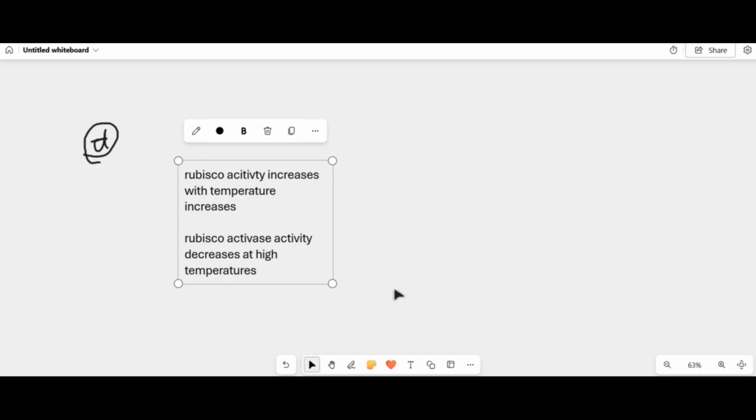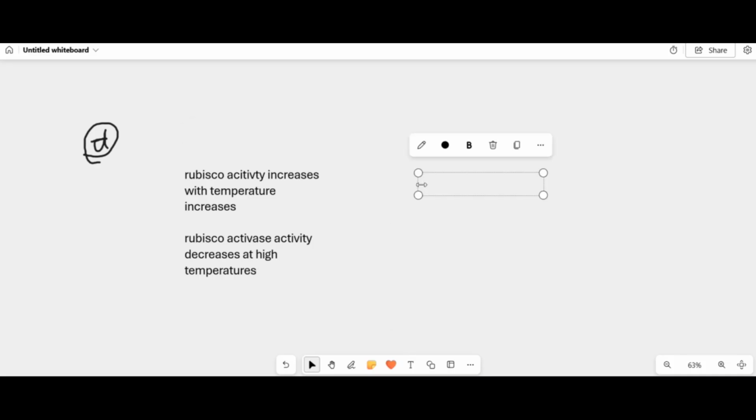Now, the other marks that you get for the evaluate questions here: talk about something that's not consistent, talk about how it's a small sample size, talk about how one thing only has been tested.